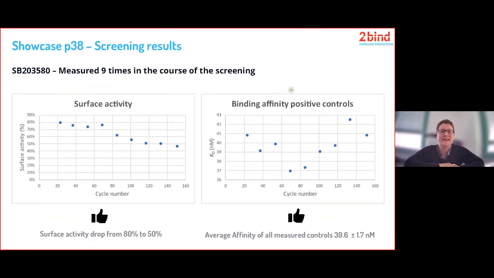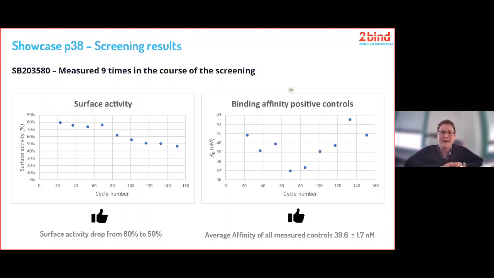Important for a study is that you constantly monitor your surface and the binding event using the positive control. It's important because you want to be sure that your assay has no data drift, and basically you need to validate the assay over time. On the left side, we have one control, which is the surface activity control. Basically you check how the surface activity drops and changes over time. And you can see in the number of cycles that we have here, the surface activity stays more or less constant. It's a mild drop from 80 to 50%, but that's perfectly fine.